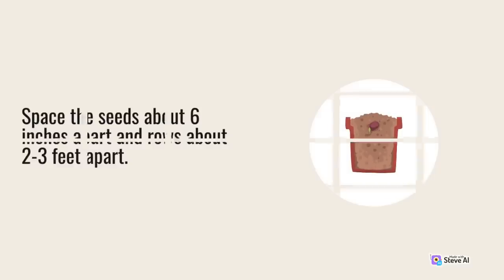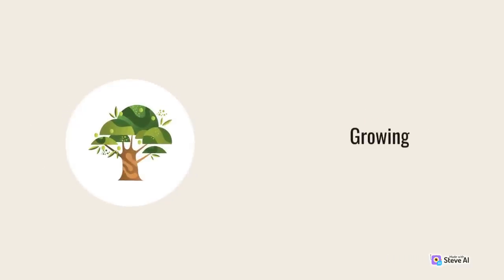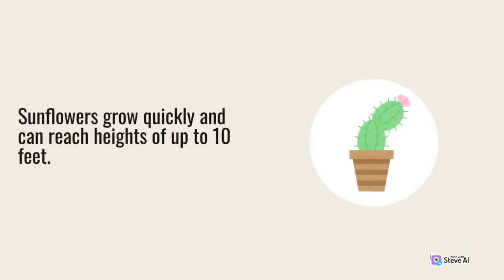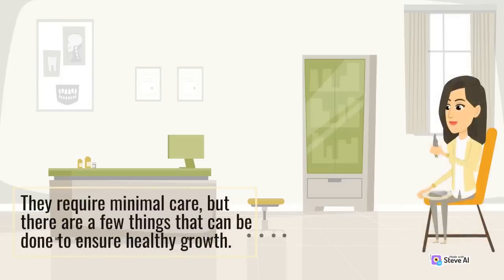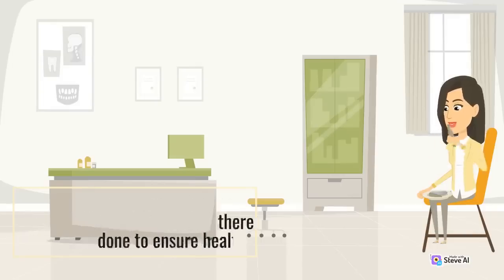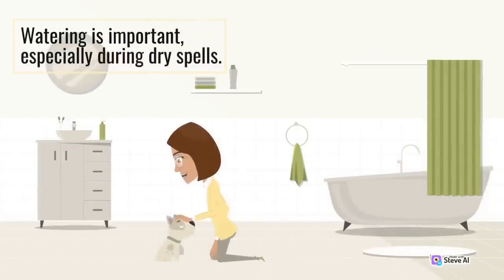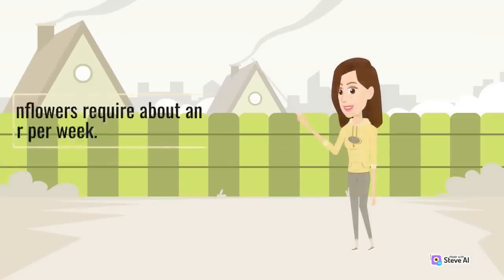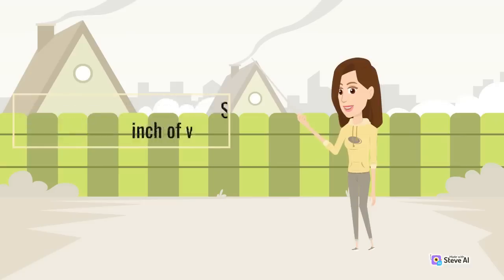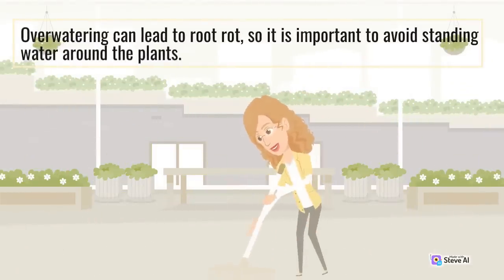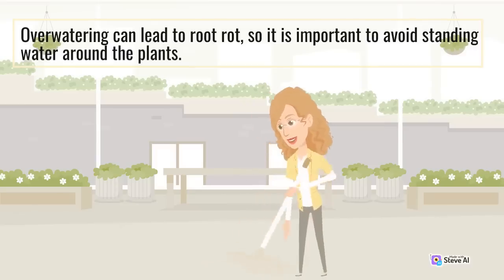Growing. Sunflowers grow quickly and can reach heights of up to 10 feet. They require minimal care, but there are a few things that can be done to ensure healthy growth. Watering is important, especially during dry spells. Sunflowers require about an inch of water per week. Overwatering can lead to root rot, so it is important to avoid standing water around the plants.